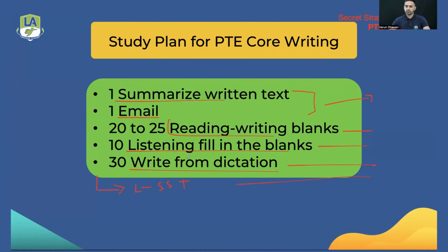A lot of the time what happens is, let's say a student goes for the test, he only gets 45 in writing. He thinks the template is not working. Remember, summarize written text and email will only give you around 25 points in writing. The remaining 45 to 47 points are from listening.